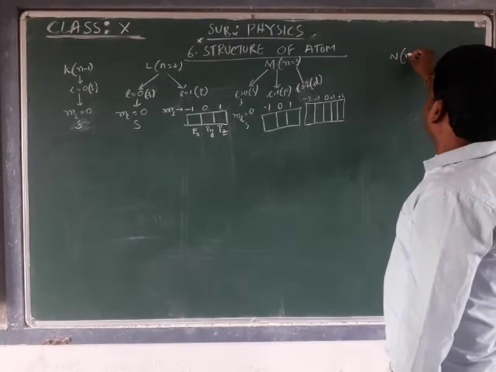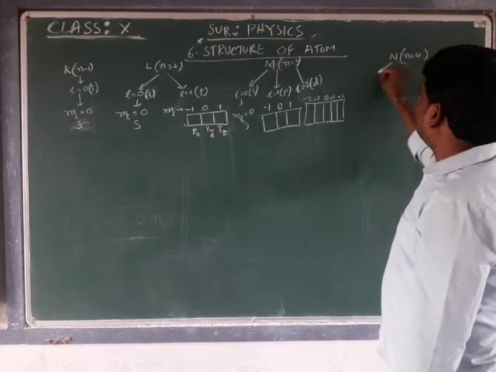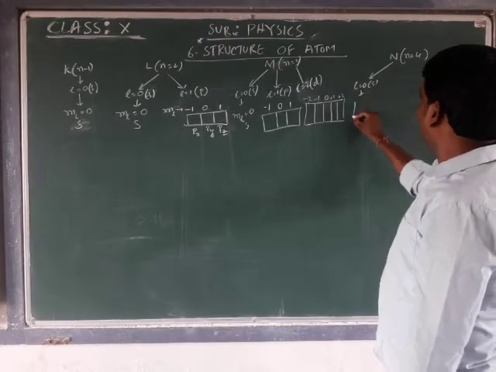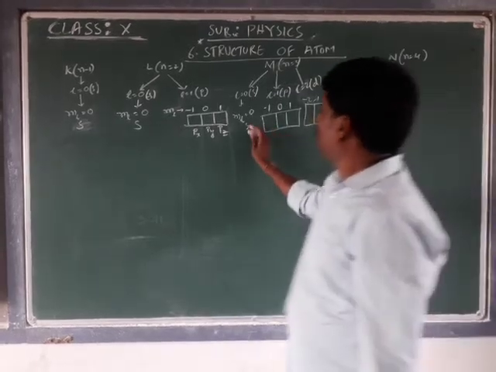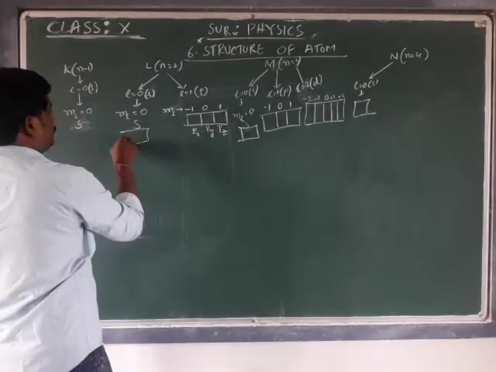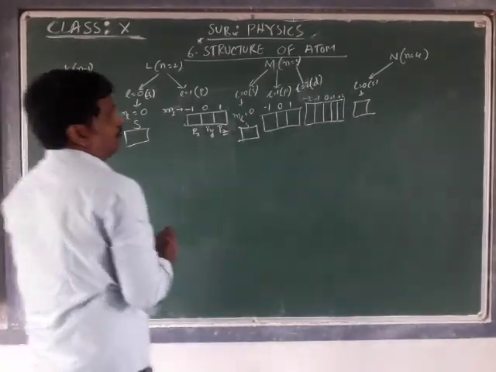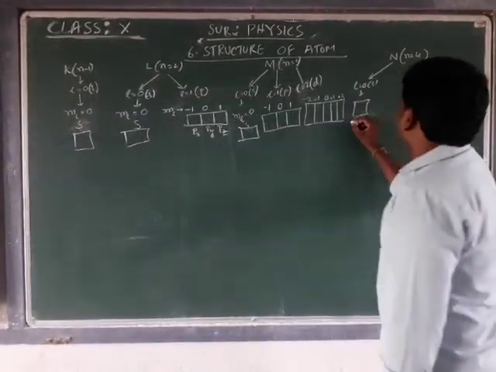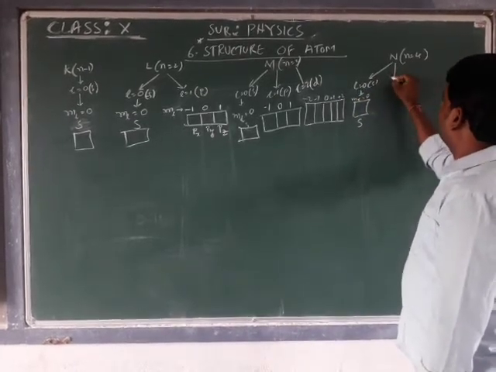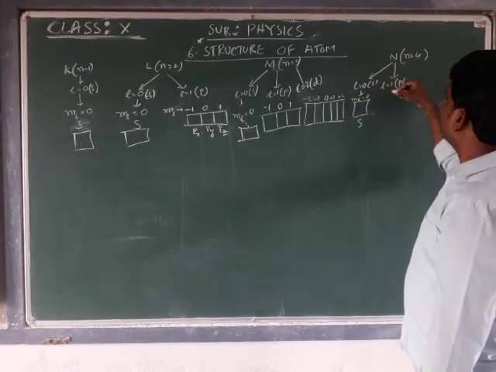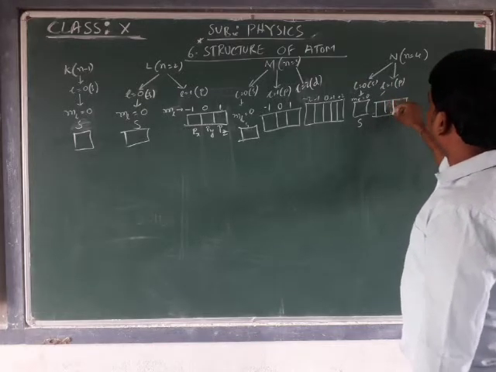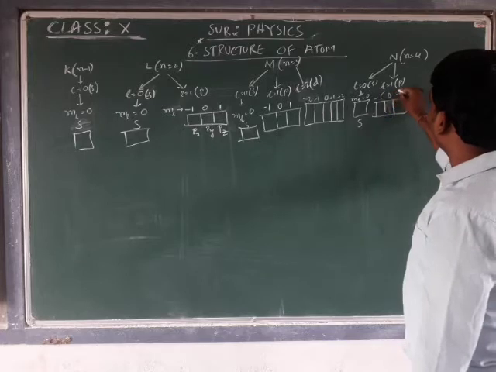For the n equal to 4 shell, we have L is equal to 0, that is s. We have one ml value, ml equal to 0. It can also be represented in a box to get the proper notation. For L equal to 1, the P subshell, there are 3 ml values: minus 1, 0, plus 1.